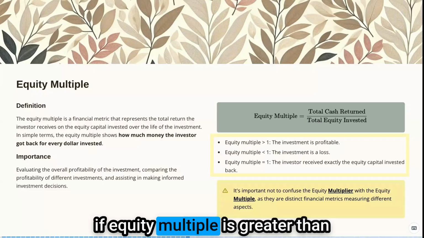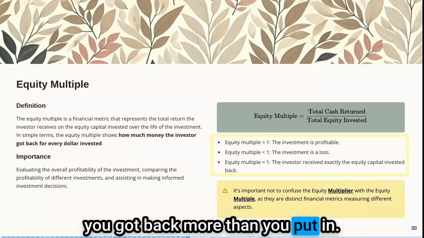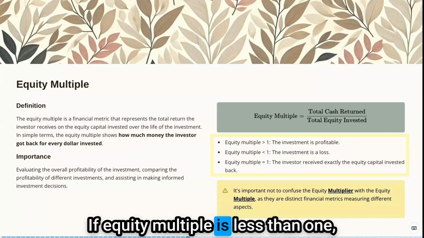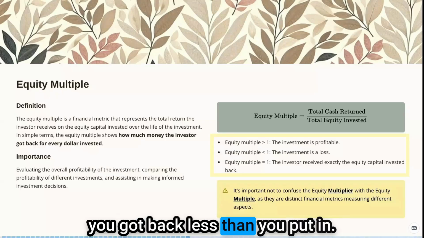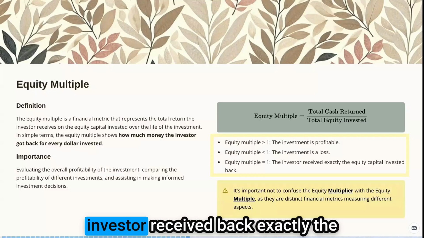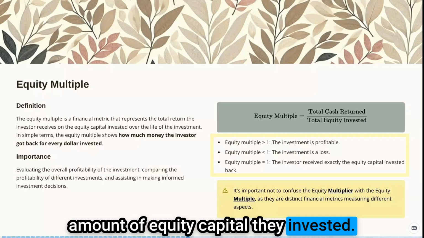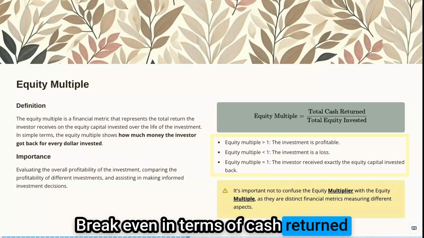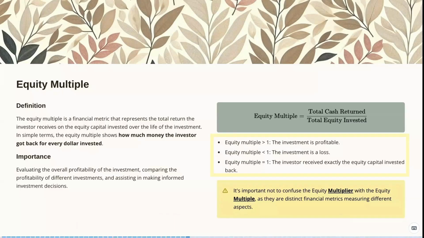Interpreting the equity multiple. If equity multiple is greater than 1, the investment is profitable, you got back more than you put in. If equity multiple is less than 1, the investment resulted in a loss. You got back less than you put in. If equity multiple equals 1, the investor received back exactly the amount of equity capital they invested. Break even in terms of cash returned versus cash invested, but no profit.